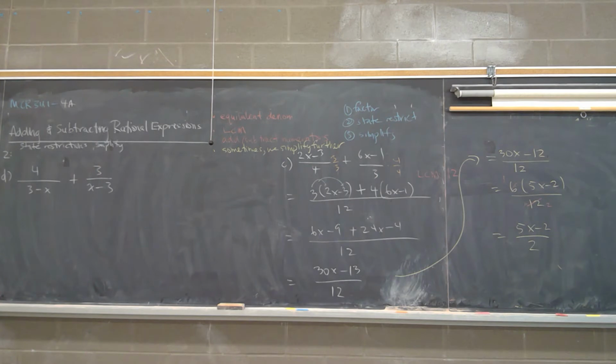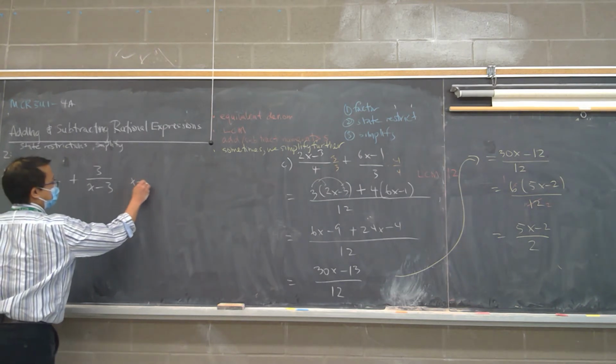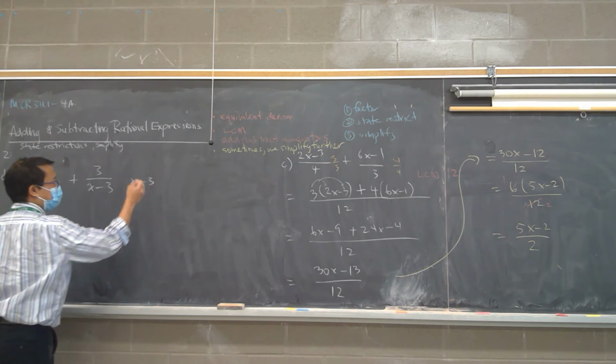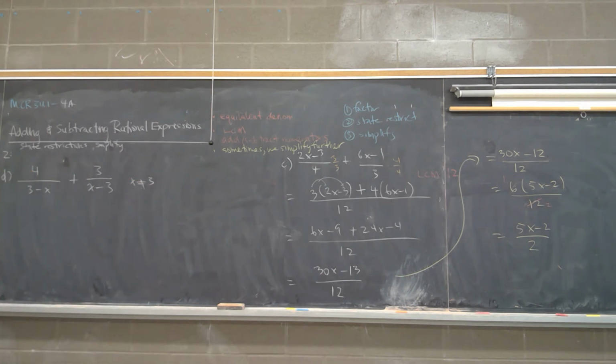So the rules in blue that you see on the chalkboard say factor first. We are done. Stating restrictions. I think everyone agrees x cannot equal 3. Simplify. Now something should be suspicious. A lot of you realize this is sus. This 3 minus x and this x minus 3, they look interesting. Is the lowest common multiple the product of the two? Why not, Mr. Chen? We could do it that way, we could.